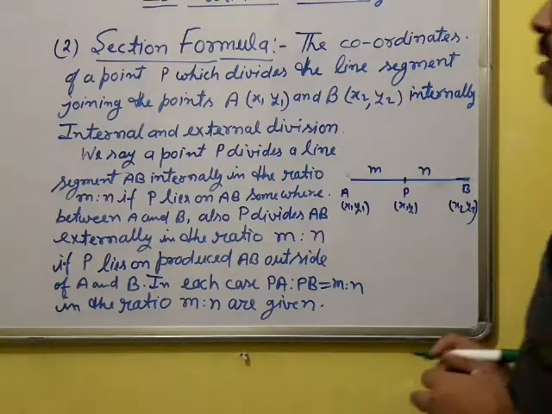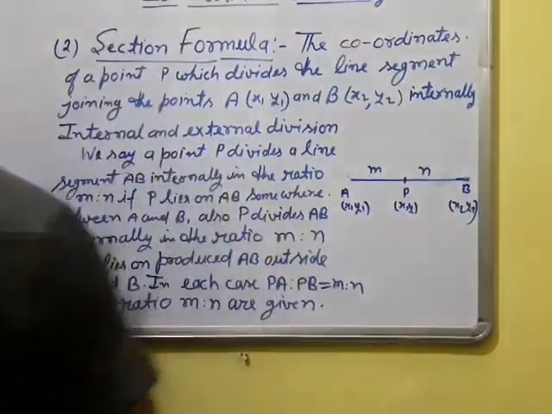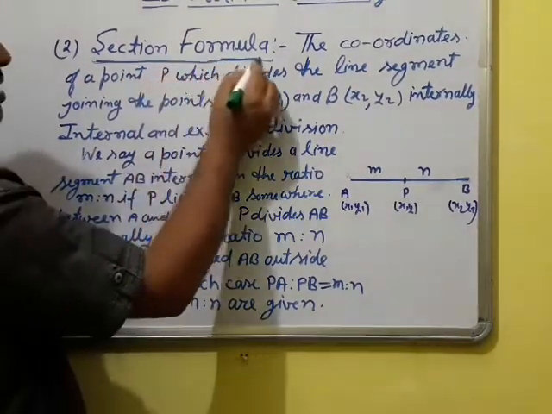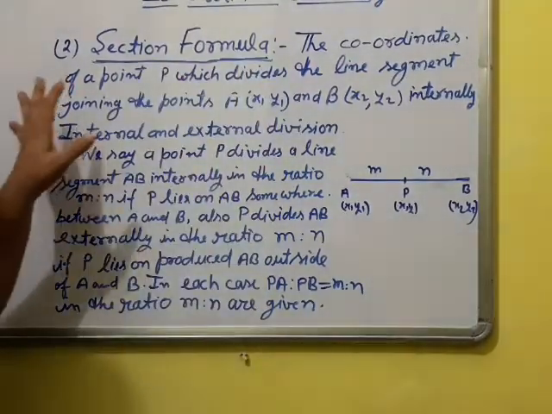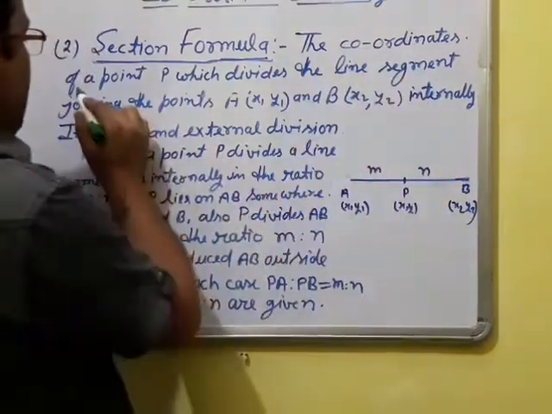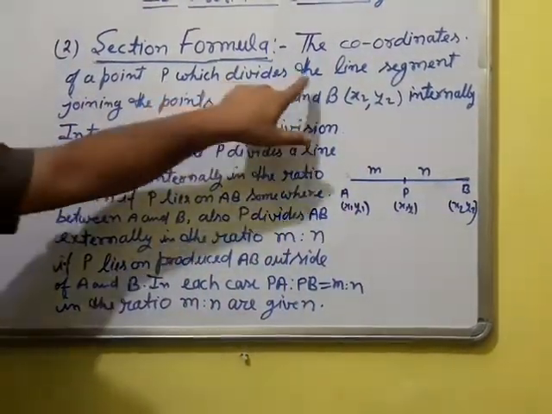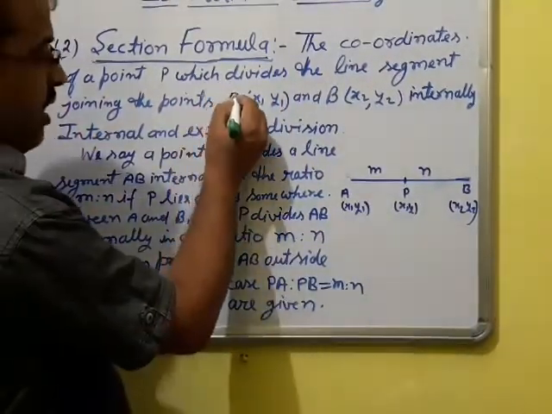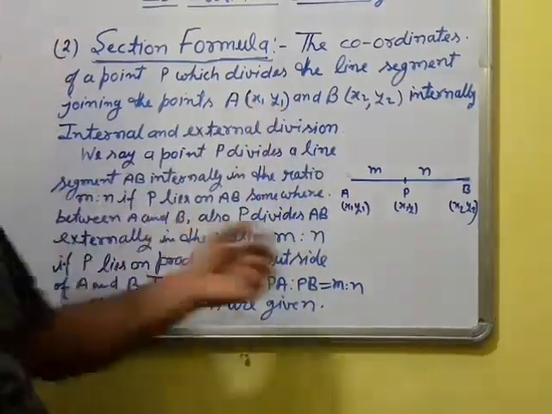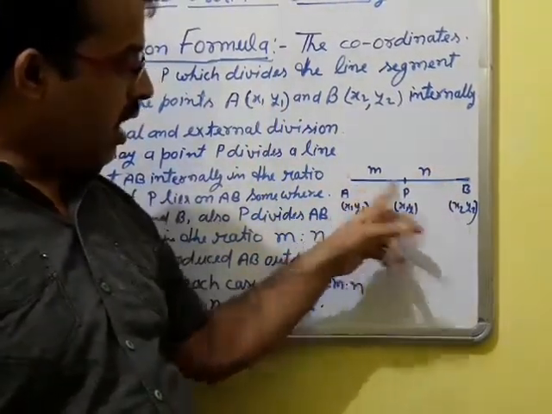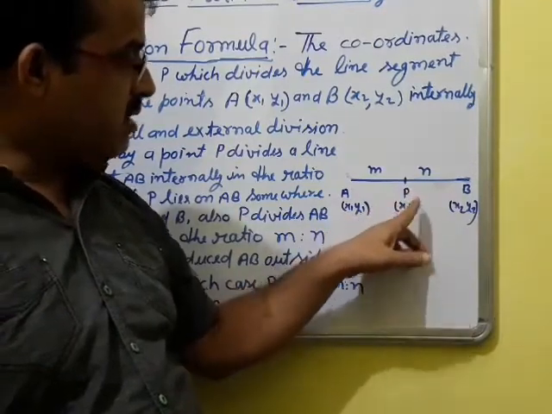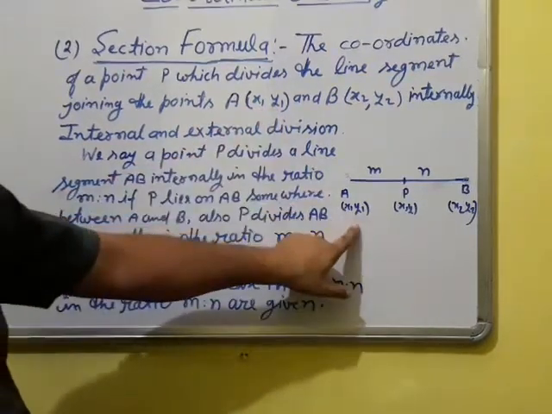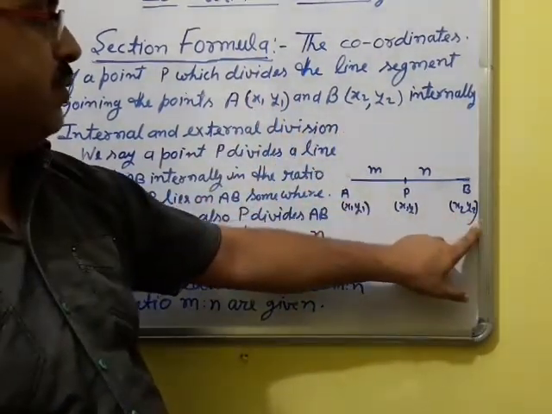Next formula. We already discussed the distance formula in the previous class. Now we discuss the section formula. Section formula: the coordinates of a point P which divides the line segment joining the points A (x1, y1) and B (x2, y2). So here is the line segment AB, and P is the point.